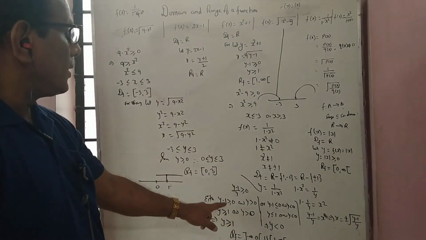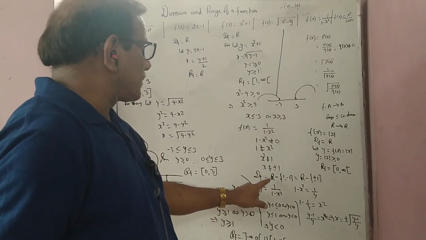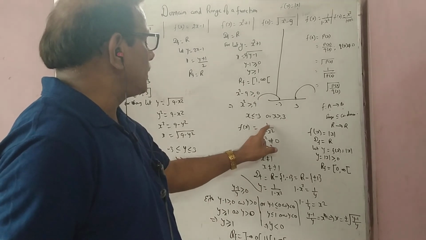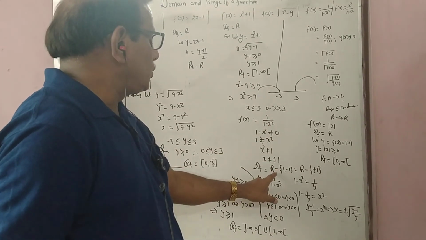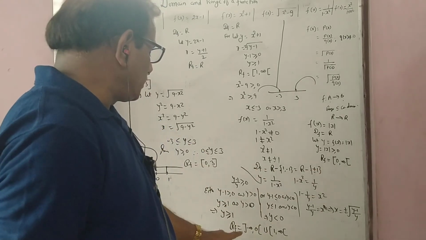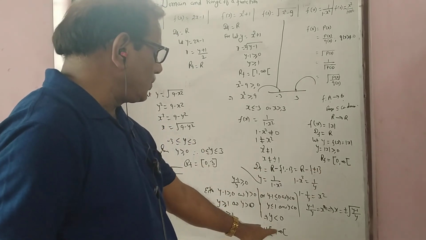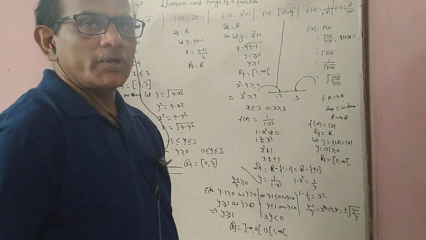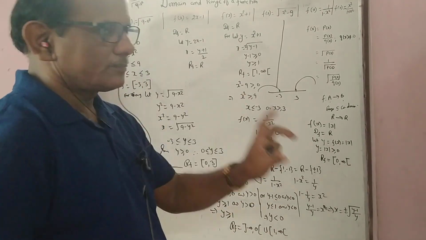So therefore for this function f(x) equal to 1 by 1 minus x square, the domain of this function is the real numbers excluding plus minus 1, and the range of this function is minus infinity to 0 and 1 to infinity. Okay, so this. Thank you.